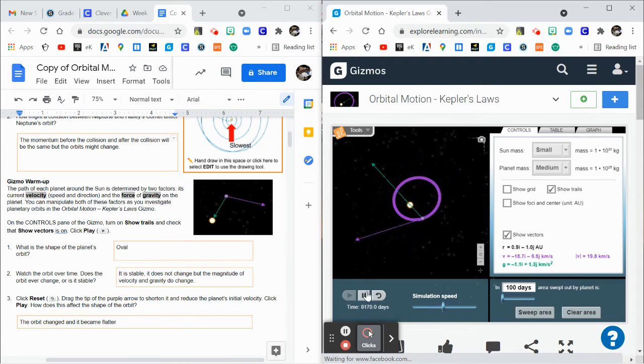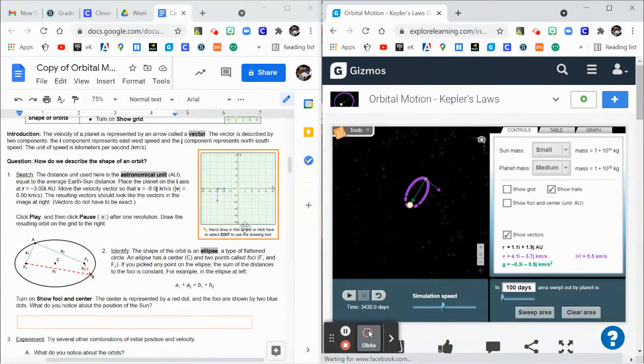Now we click on pause, we click on reset, and then drag the top of the purple arrow to shorten it. There's the little hand. We shorten that arrow, and then we click on play. We said that this flattens the orbit, and you'll see why we say that it flattens the orbit when you have an oval. Now we click on pause. Let's go ahead and continue.